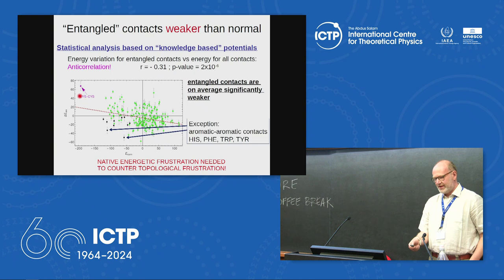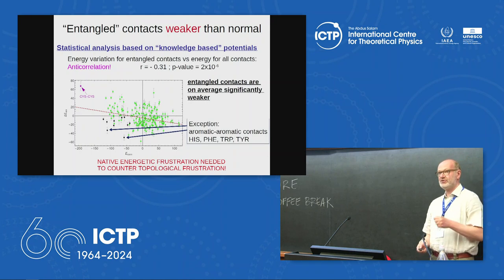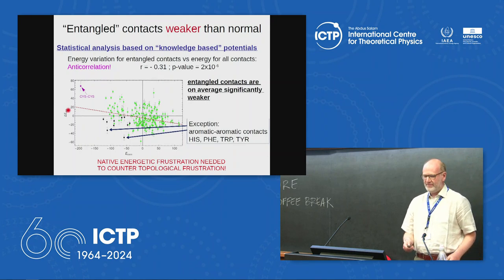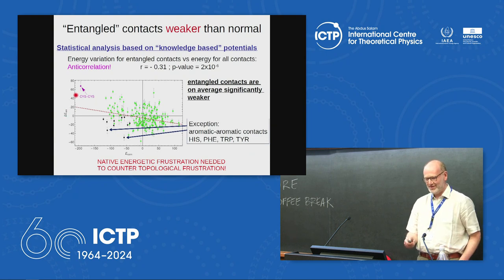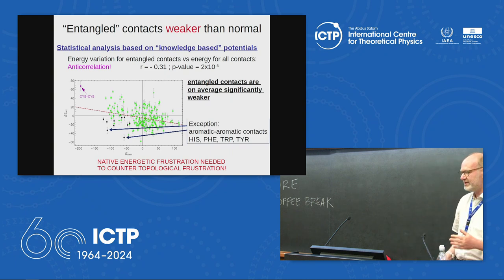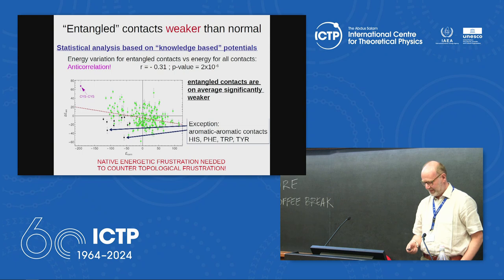So you can see we find an anti-correlation, so it's sort of weak, but it's actually statistically significant. And what this anti-correlation means, let's look at the paradigmatic case of cysteine-cysteine. Cysteine-cysteine pairs, of course, are the ones which are found most enriched in the set of all contacts, exactly because they form disulfide bridges, but they are less enriched in the set of entangled contacts. So this anti-correlation means that entangled contacts are on average significantly weaker, or destabilized if you wish, with respect to typical native contacts. Of course, as I said, the correlation is weak, and so there are exceptions to this pattern.